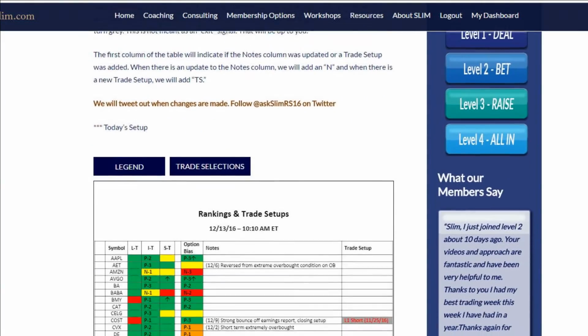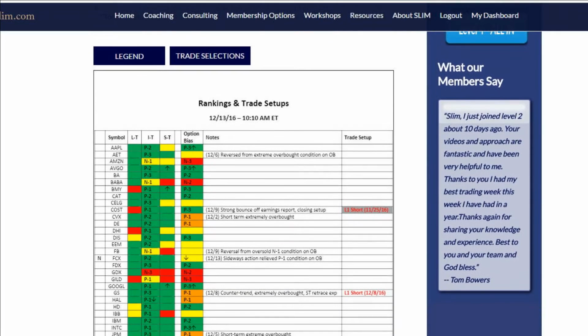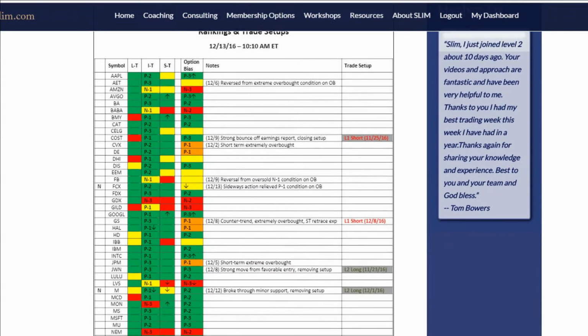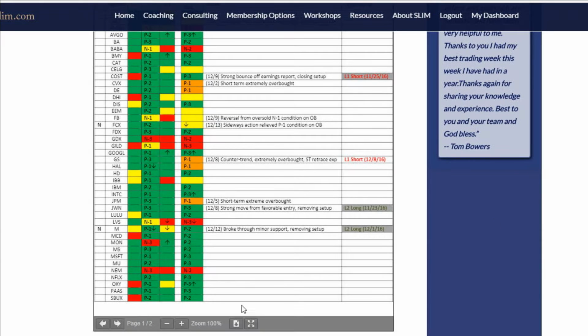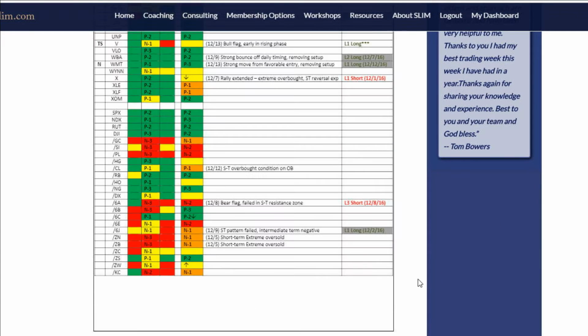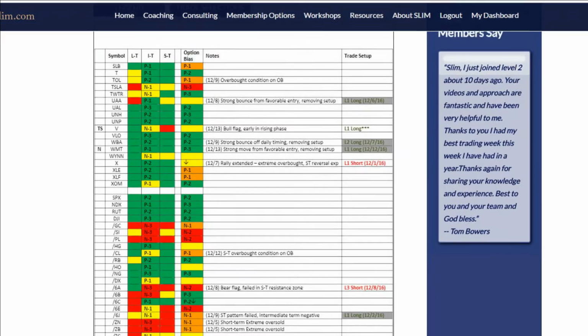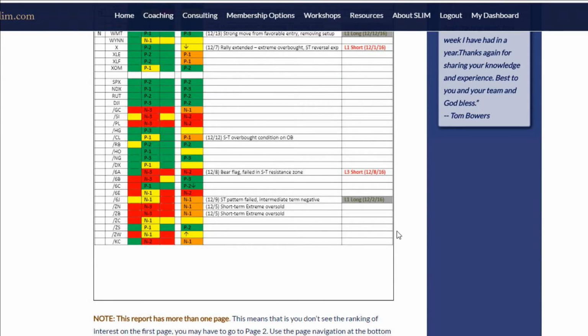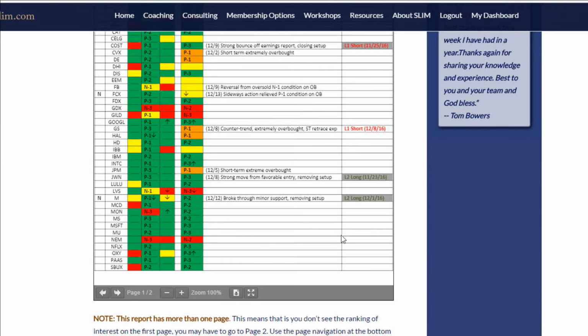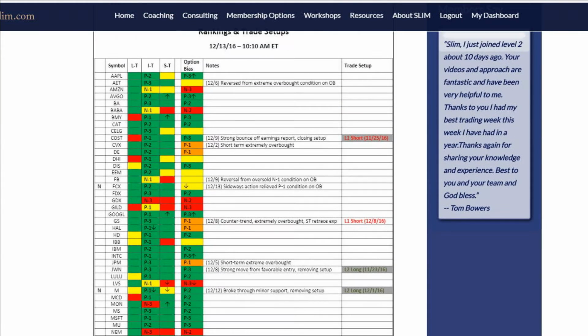Now I'm going to come down to our table right over there, and you can see in here that we have our whole list of stocks. If I keep scrolling down, you'll see there's actually 2 pages in here. If you go to page 2, you can see the rest of the stocks and all of the indexes and futures that we cover. So I'm going to go back to page 1 and let you see the stocks.